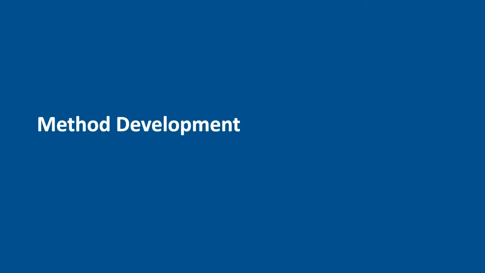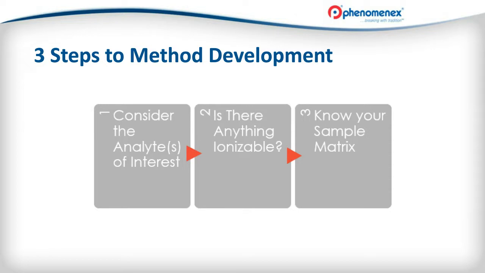I know this has been kind of a lot, but method development. I think that you have to be ready in doing method development. You have to be ready to get involved with all of the chemistry of your analyte in particular. So that's really the first thing that I like to do, is making sure that we know exactly what the structure of the analytes are that we're interested in characterizing. And then following this, is there anything ionizable, and then knowing your sample matrix.